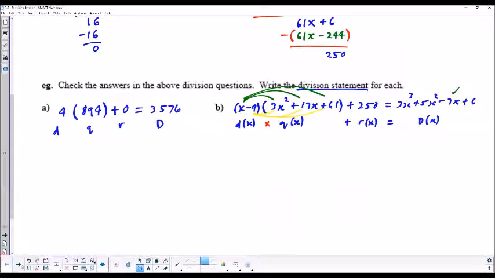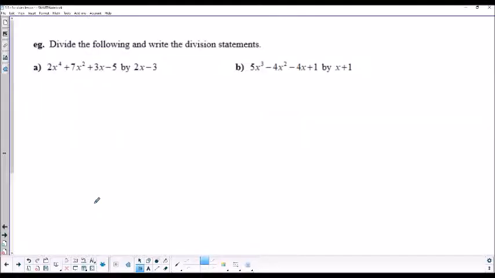Okay, so let's move along here. We'll go to the next couple questions. We want to divide these and write the division statements. So we're going to take a look at this. And so here's our divisor, because we're dividing by that. So we've got 2x minus 3. There's our dividend. So we got 2x to the power 4 plus 7x squared plus 3x minus 5.